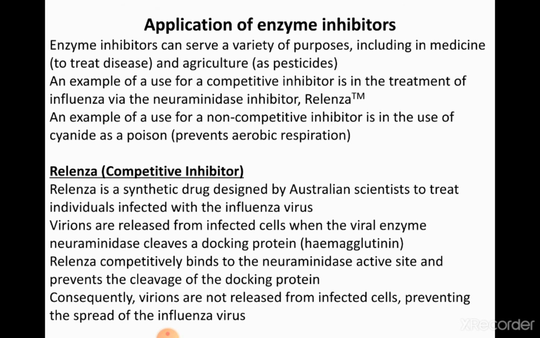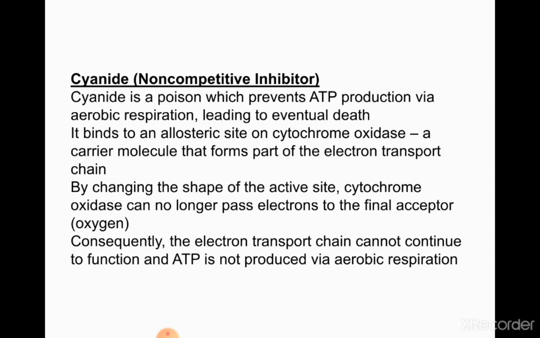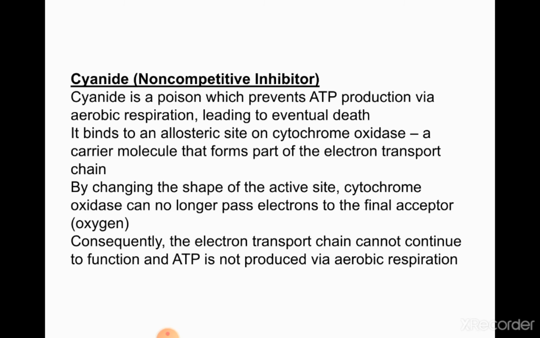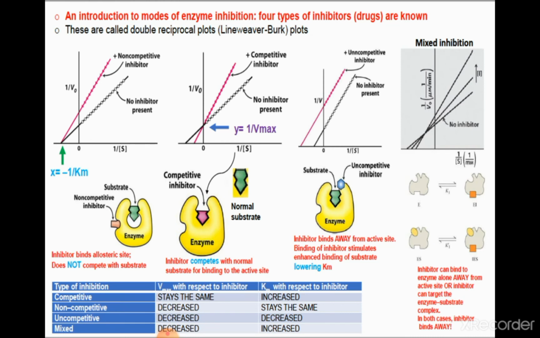So a small application of enzyme inhibitors. Many enzyme inhibitors can serve a variety of purposes, including medicine to treat diseases, and agriculture as pesticides. For example, competitive inhibitors are used in the treatment of influenza via the neuraminidase inhibitor Relenza, which is marketed. An example of a use of non-competitive inhibitors is the use of cyanide as a poison, which prevents aerobic respiration. So many enzyme inhibitors are being used as drugs, and the research is going on even till today.